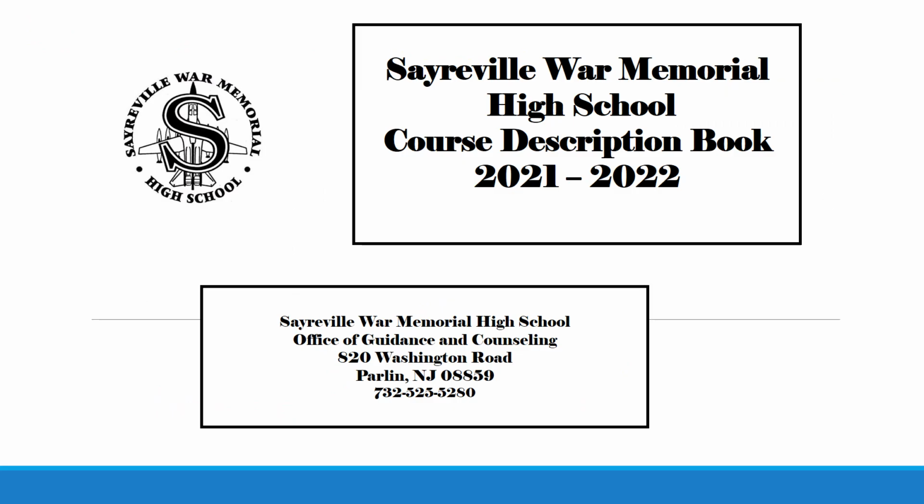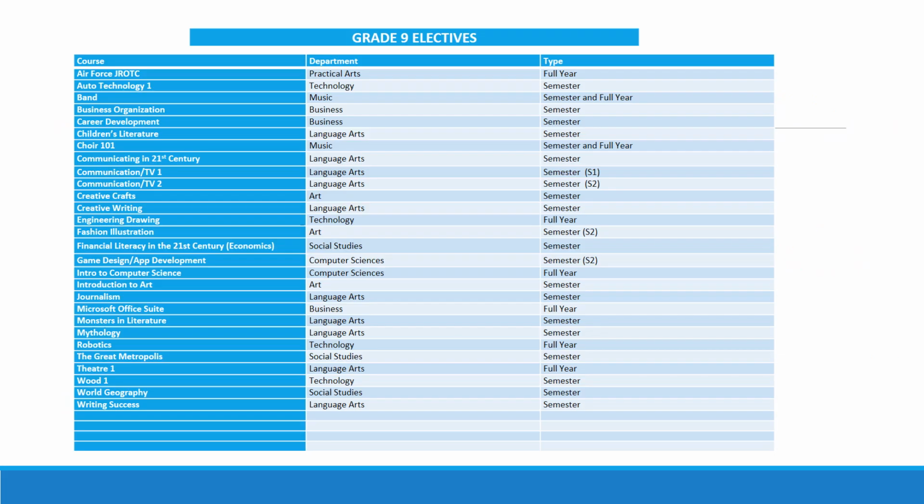The next few slides are our course description book. All of our courses are listed in addition to the prerequisites that are required in order for you to take them. This is a list of our grade 9 electives. I've compiled the electives that just 9th graders could take.